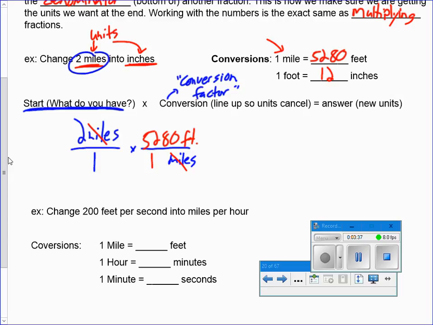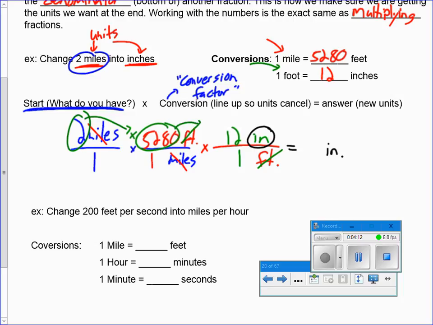So now we're going to have to do another conversion factor, and we're going to have to cancel out feet. So we line up feet on the bottom, that will cancel out, and we look for another conversion factor that involves feet. And that's our second one. 1 foot is 12 inches. Now if we look, every other unit has been canceled out except inches, which tells me the final answer is going to be in inches. And everything else here is going to be the same process as multiplying fractions. It's going to be 2 times 5,280 times 12. And multiply all those out, you get 126,720 inches.